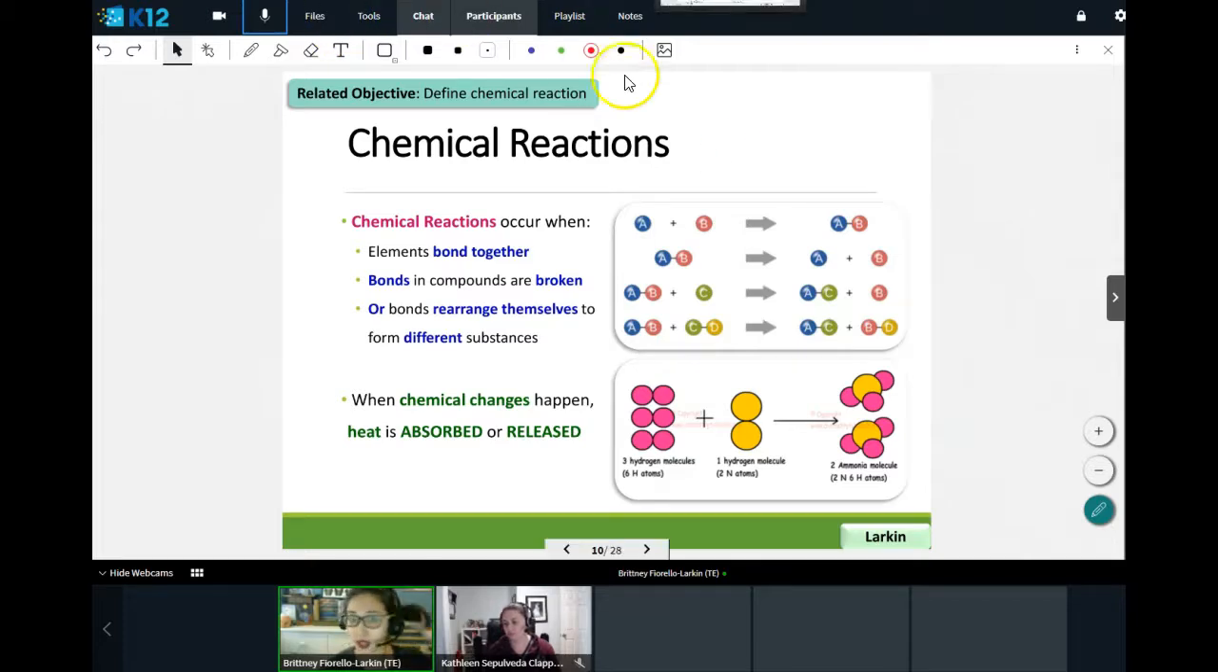Smiley faces, emojis, if that makes sense, in the chat box. Okay. Notes help to boost your project grades.